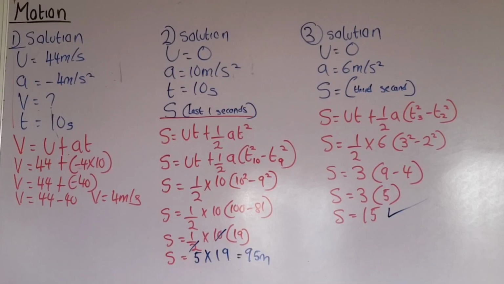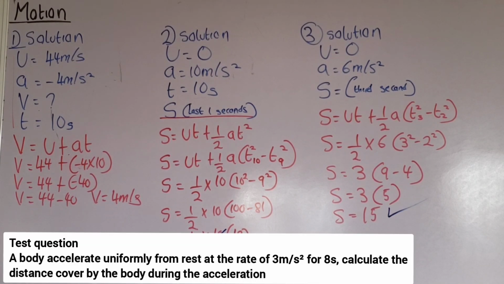Before we round up this class, kindly take this practice question. A body accelerates uniformly from rest at the rate of 3 meters per second squared for 8 seconds. Calculate the distance covered by the body during the acceleration. That is WAEC 1992. Take that as a practice question.